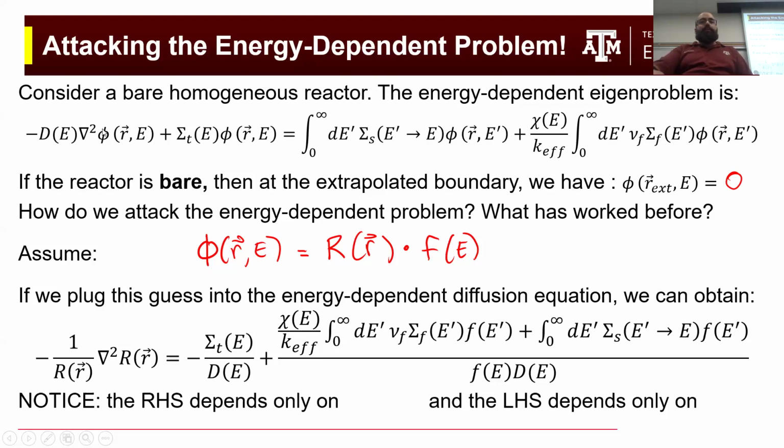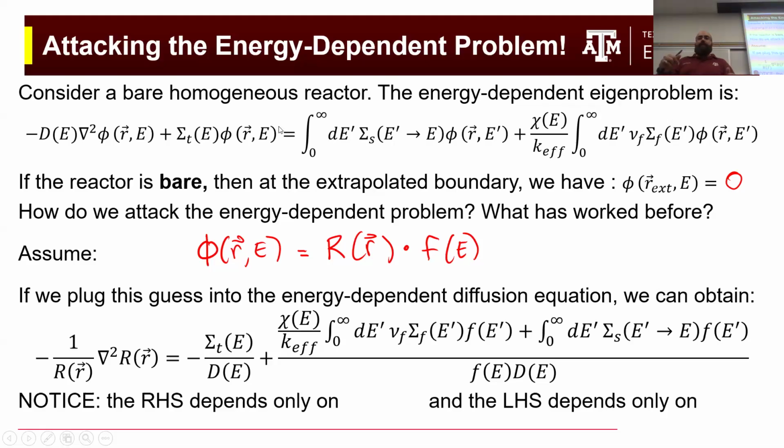If we plug this in, in some of these operations, like the Laplacian, it only acts on space variables. So if we take the Laplacian of this product, the energy part can come out as a constant because the Laplacian doesn't act on energy variables. It only acts on the space function. Similarly with all of these energy integrals, if we put that function in here, the space function can come out of these energy integrals.